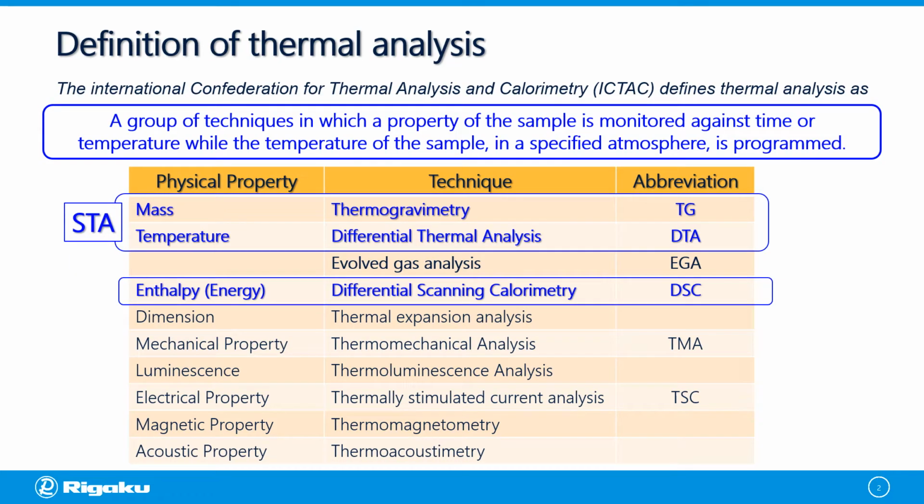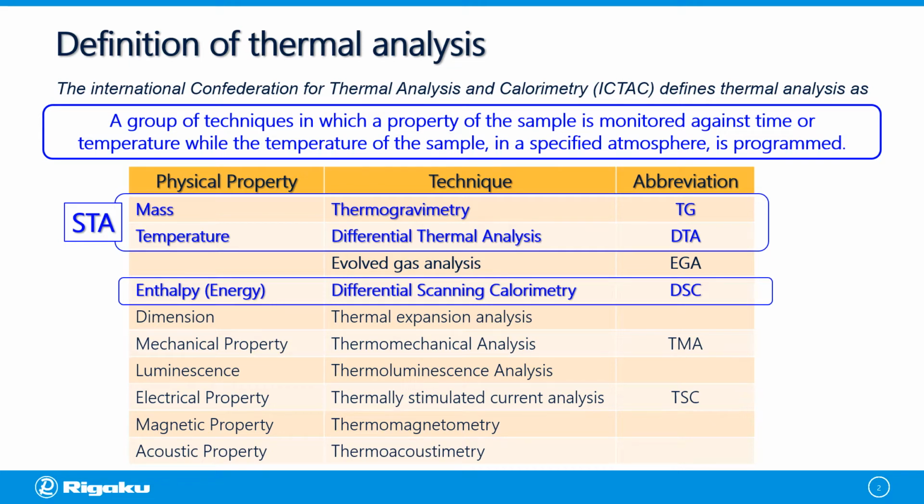The International Confederation for Thermal Analysis and Calorimetry defines thermal analysis as a group of techniques in which a property of the sample is monitored against time or temperature while the temperature of the sample in a specified atmosphere is programmed. The physical properties evaluated by thermal analysis and their appropriate techniques are listed on this table.